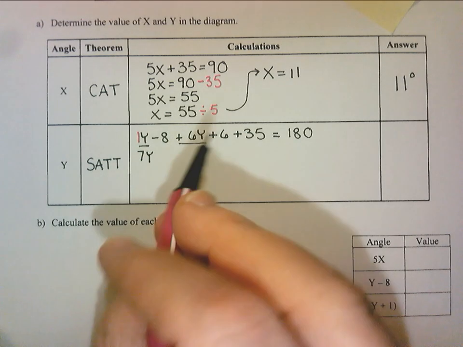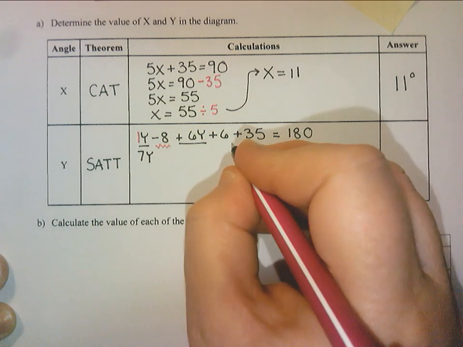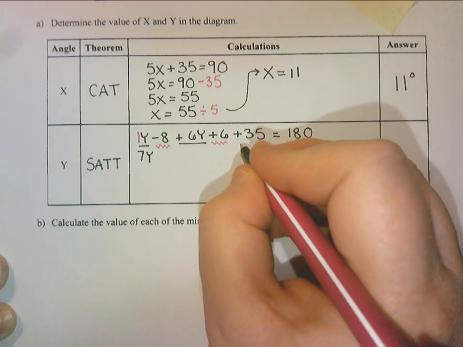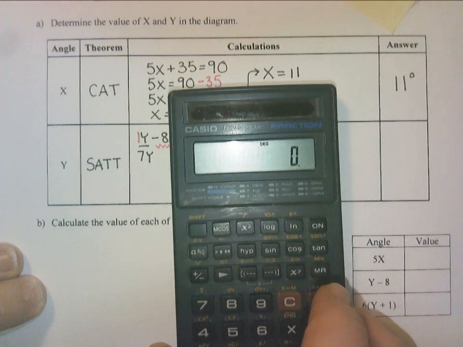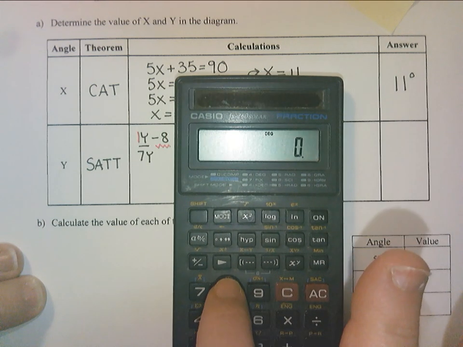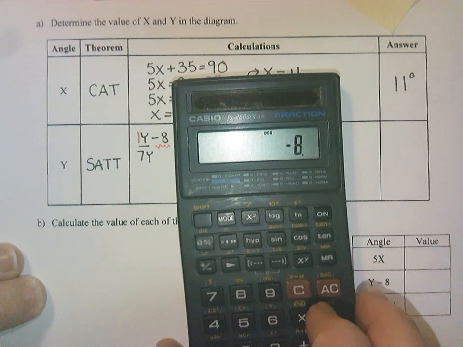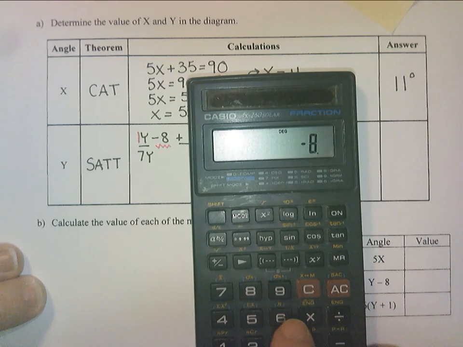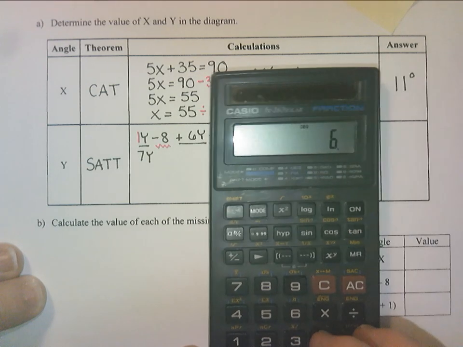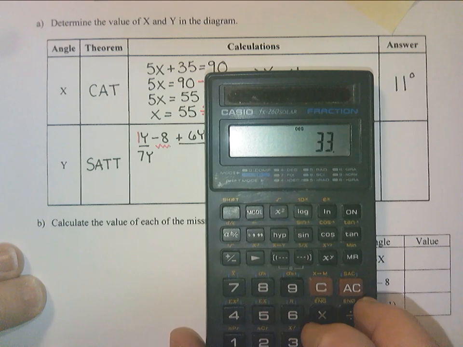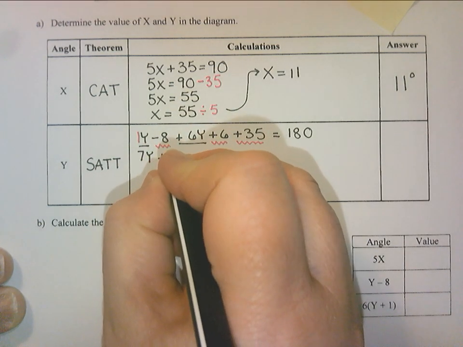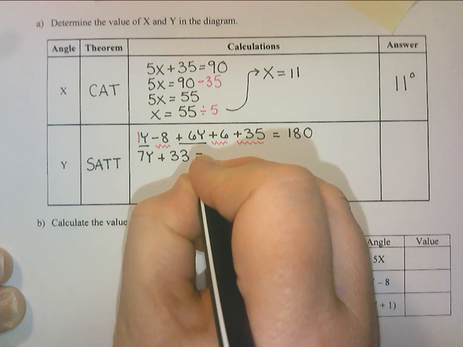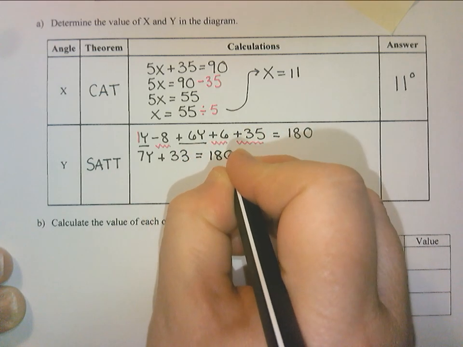And then I notice that we have a minus 8, plus 6, and plus 35. On my calculator, I think it'll be a little faster to do it. I'm going to do minus 8, so we're going to make that negative, and then plus 6, and then plus 35, and I get 33. It's positive, so I'm going to put plus 33. And then that equals 180.